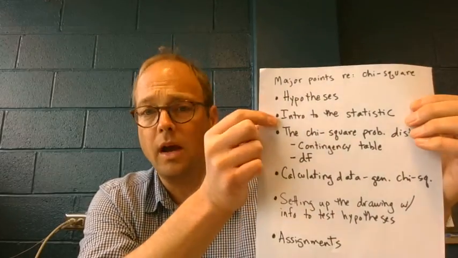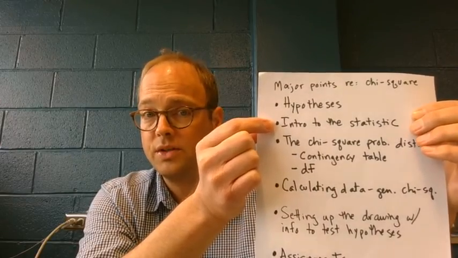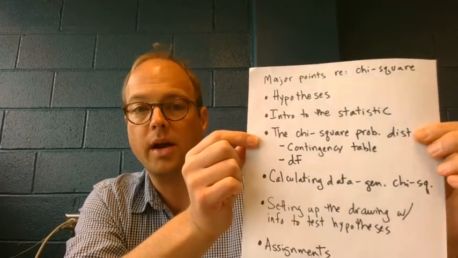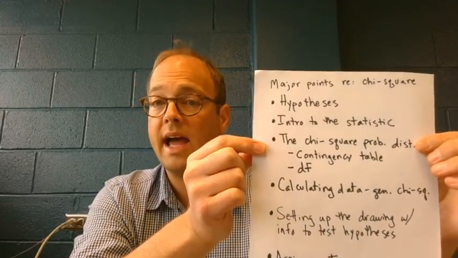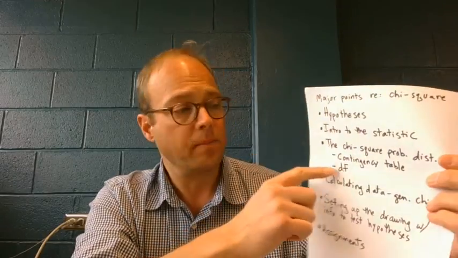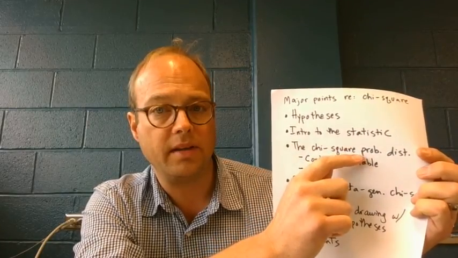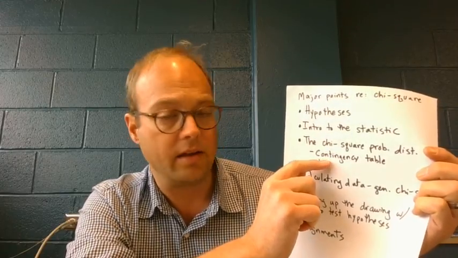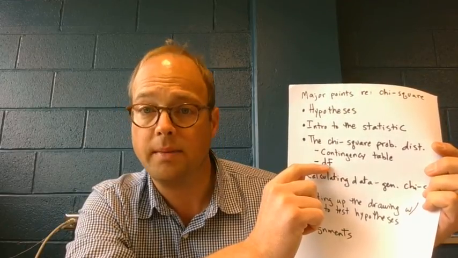Next, I'll introduce you briefly to the statistic itself, what the statistic measures. After that, I'm going to introduce you to the chi-square probability distribution, both the drawing and the table that exists in SPATS, so we'll get to that next. In order to appropriately understand the chi-square probability distribution, I need to introduce a couple of subtopics, that being the concept of a contingency table and the concept of degrees of freedom.